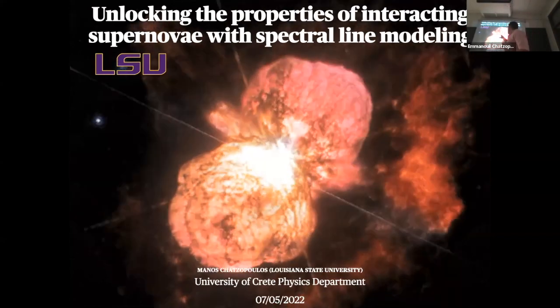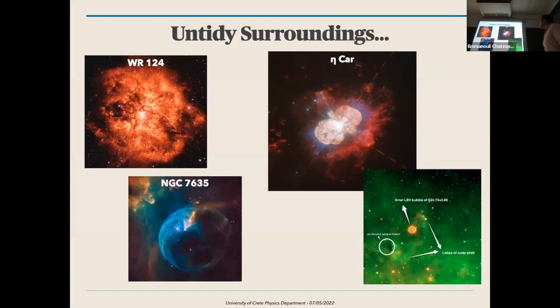The whole purpose of this picture is to show you that the environments around massive stars are way more complicated than we once thought, and they actually affect the way that these stars die in some very particular cases. So I don't know why I cannot go to the next slide. There we go.